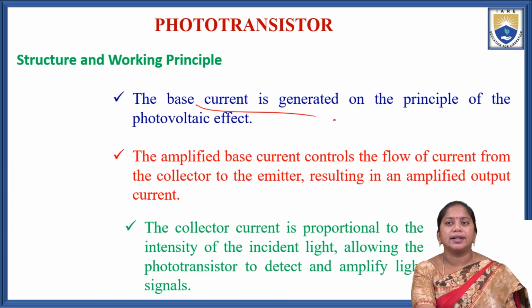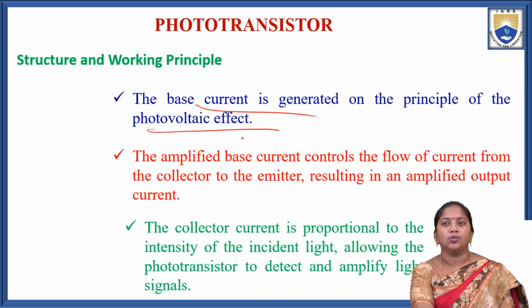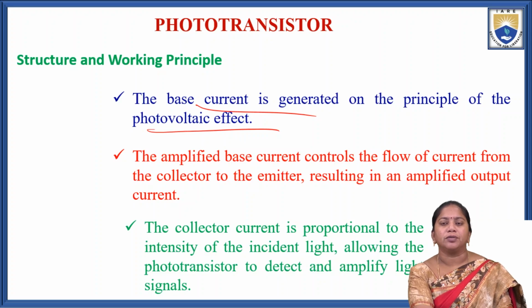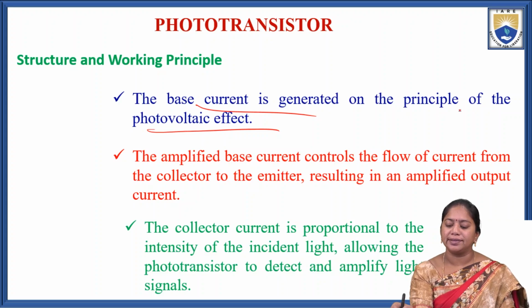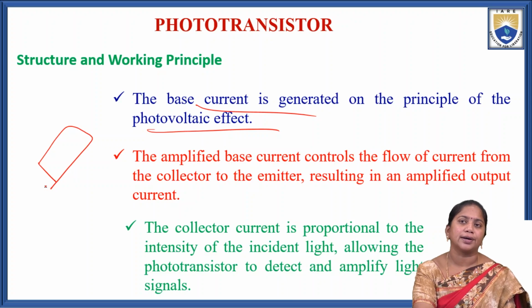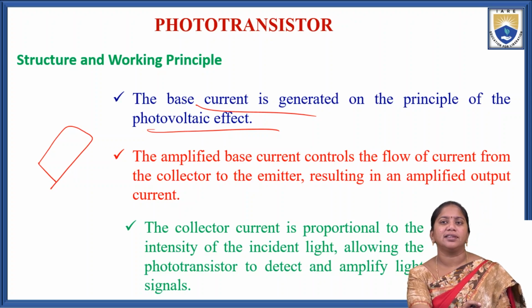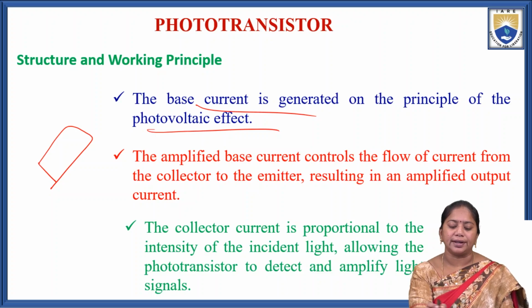The base current is generated on the principle of the photovoltaic effect. Here the photovoltaic effect means the light signal or optical signal is converted to an electrical signal. So once the light is incident on the base, it generates the current. That means the optical signal is converted to an electrical signal.